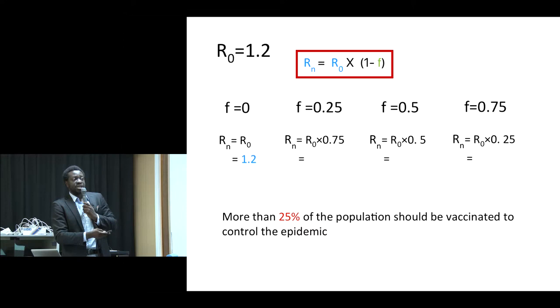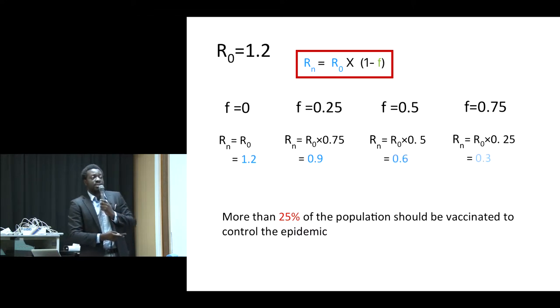That means that the infection can go on. But if we vaccinate 25% of people, our effective reproduction number becomes less than 1. And we can go on and on. But what does it tell us here?